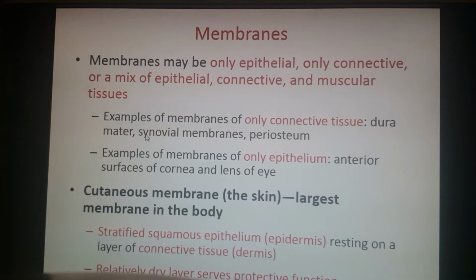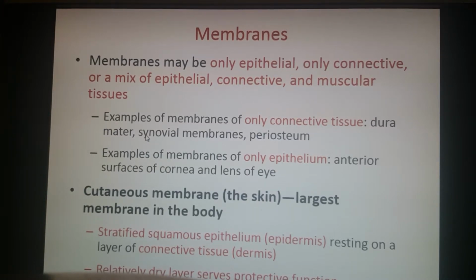So now we're going to take our different tissue types and combine them into different combinations to create what's called a membrane. So your membranes can sometimes only have one tissue type, or they can have multiple tissue types.